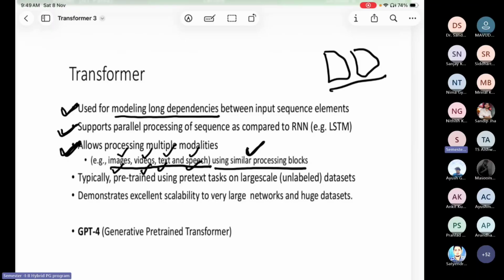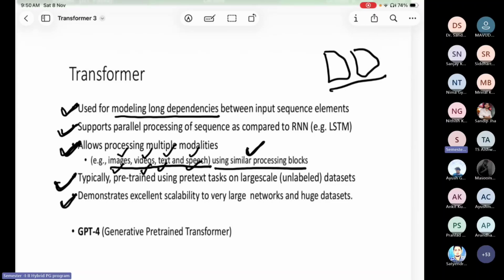Okay. Now the next point is pretraining using a pretext task on large-scale unlabeled datasets. Since the transformer got popular, people started to train this model on all possible larger datasets. And nowadays you can just take the pretrained model and start using it for your problem, in a very convenient manner.